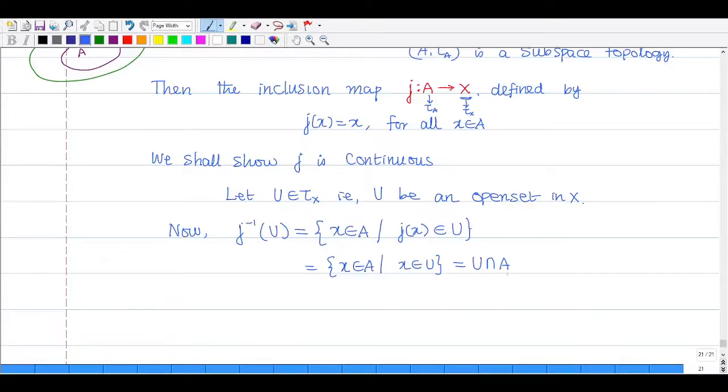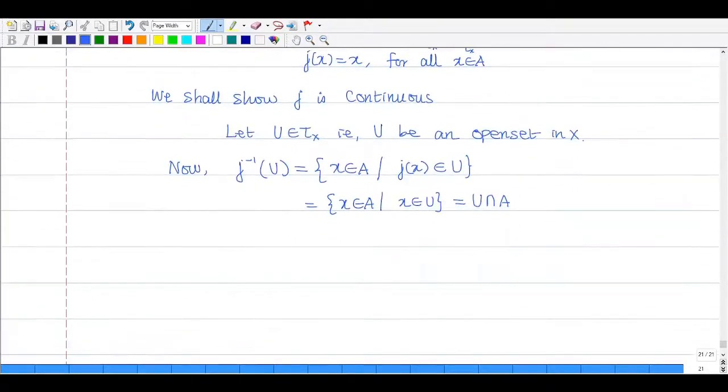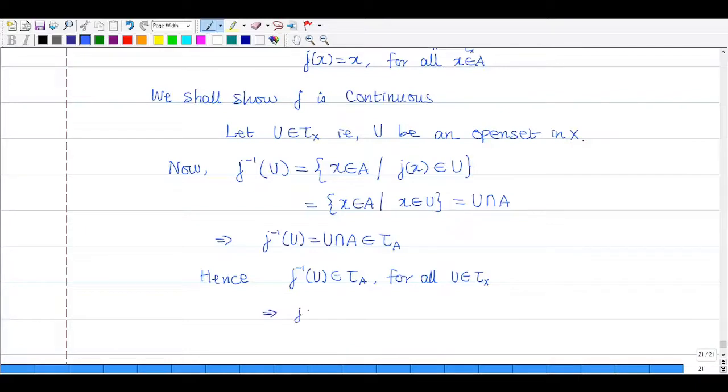And we know that இந்த tau A ல உள்ள எலிமெண்ட்ஸ் எல்லாம் எப்படி டிஃபைன் பண்ணிருக்கோம், எப்படி இருக்கணும், U intersection with A where U is open in tau X. Okay, U is open in X ல இருக்கணும். அப்போ this implies that J inverse of U which is equal to U intersection with A will always belong to tau A. Correct? அப்போ hence this J inverse of U belongs to tau A for all U belongs to tau X. Are you getting? This implies that J is continuous.